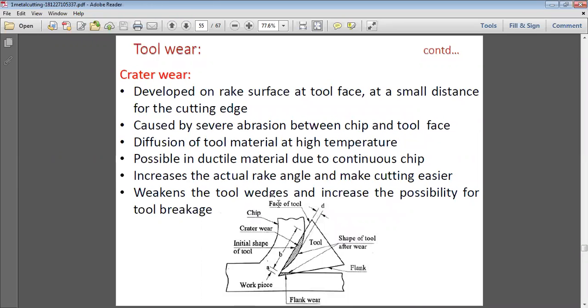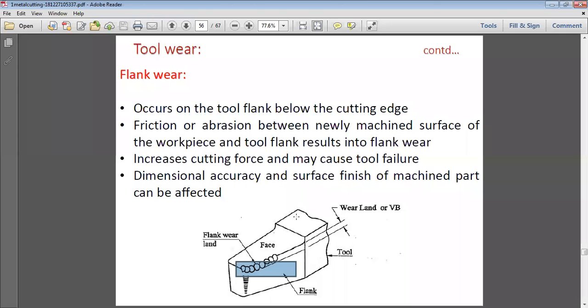It weakens the tool edges, and tool breakage is the result of crater wear. In the case of flank wear, it is the cutting forces that may increase manifold, and they may give a chance for the flank wear to increase further. So tool failure is basically going on. Your flank wear will slowly go on increasing the cutting forces, and as the cutting forces increase, it will result in the failure of the tool.